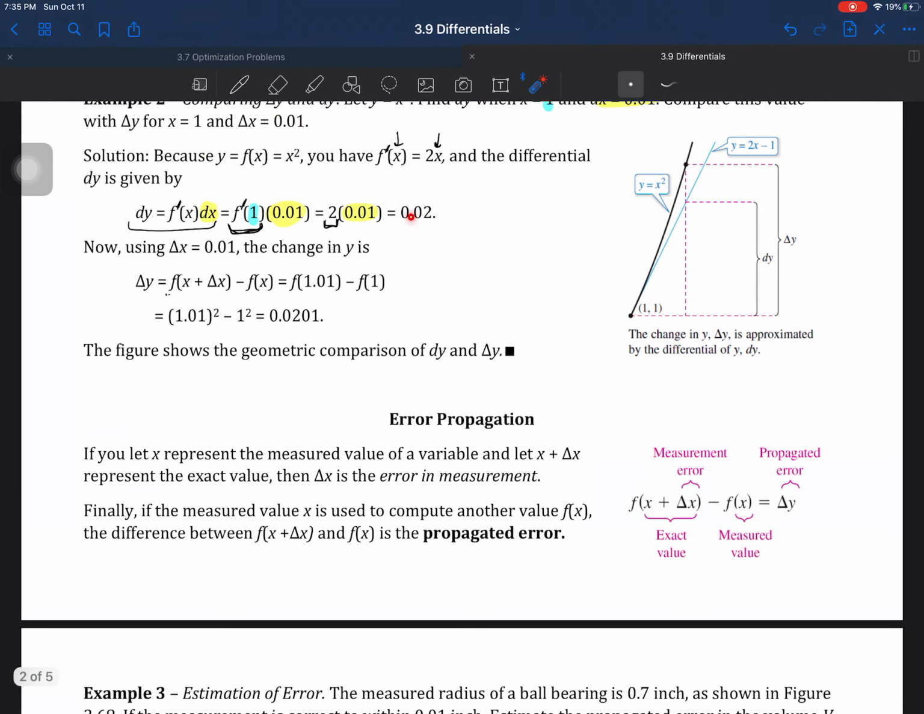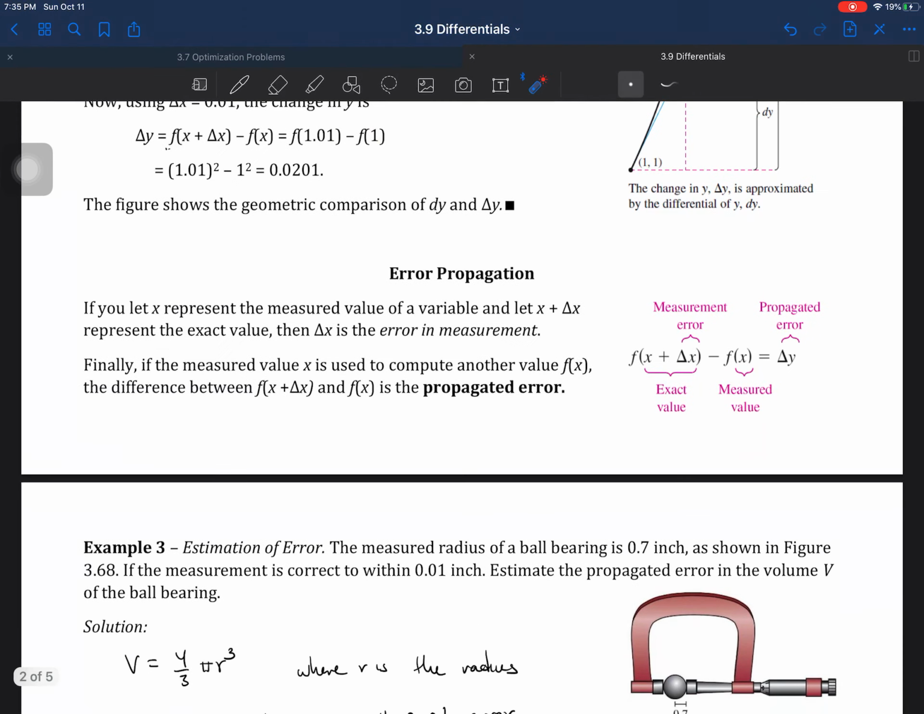And so the difference between those two is minimal, and we can see that in the picture. Here's the original function, x squared, and here is the linear approximation, the tangent line. We see that the difference between those two is minimal, but that's because we're zooming in. But anyway, that's sort of the idea.